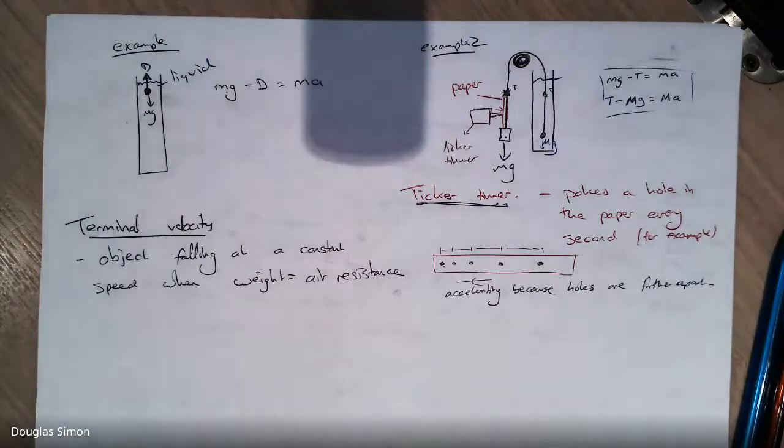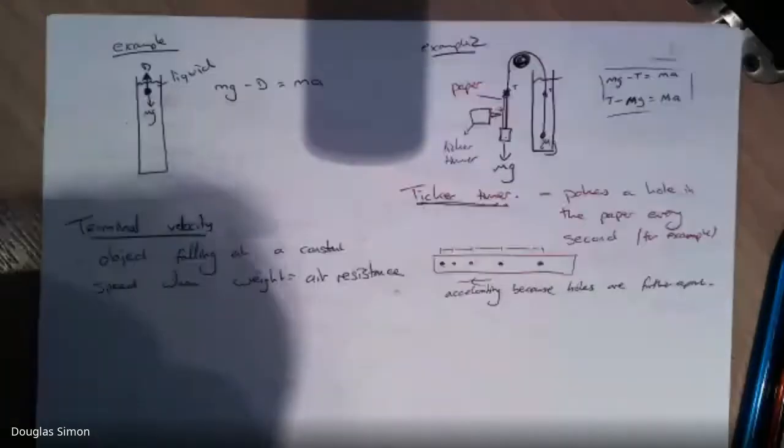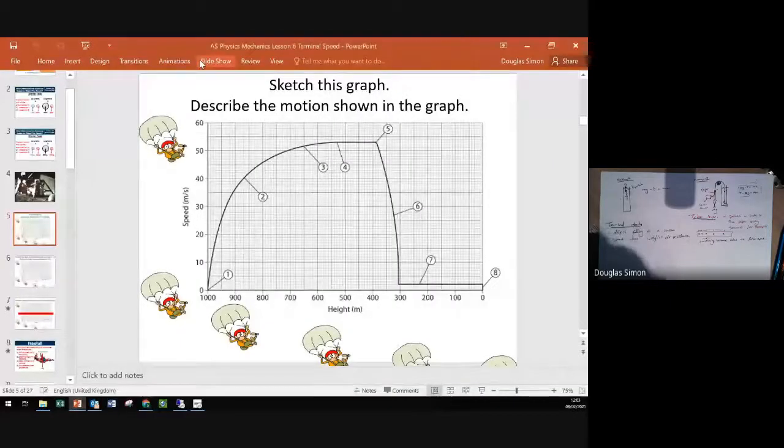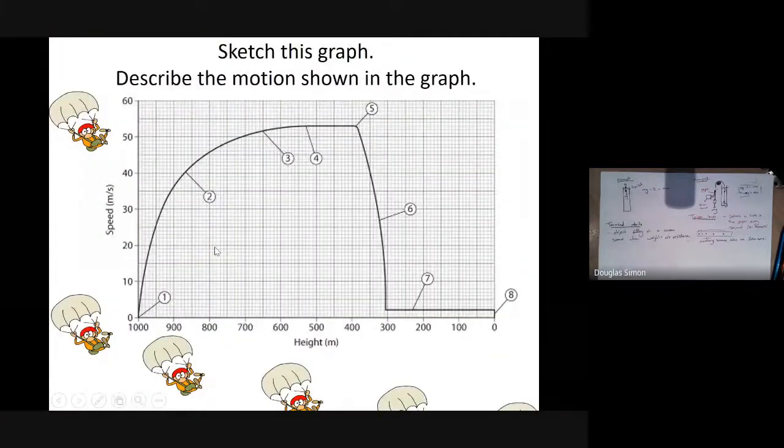So, quick question for you to do. You don't have to write this down, you can just think it through, but I want you to think about what is going on in this diagram and think about how you would describe this parachutist's motion at 1, 2, 3, etc. So just think about what's actually happening in terms of the forces and the acceleration and the speed. I'll just give you 2 minutes to think this through.